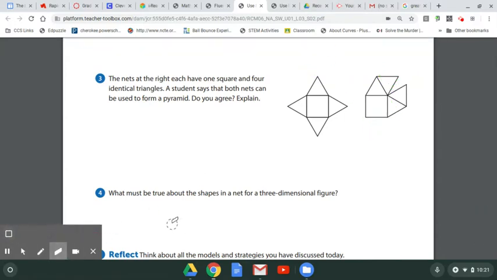What must be true about the shapes in a net for a three-dimensional figure? Well, when they fold up, they have to form the figure.